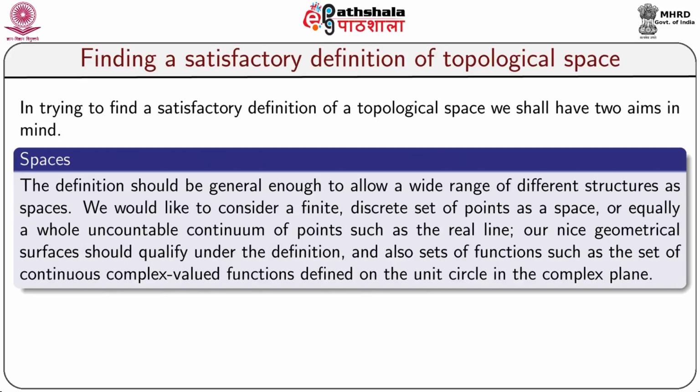So, in trying to find a satisfactory definition of continuous function on a topological space, we would like to consider a finite set, a discrete set of points, as a space, or equally the whole uncountable continuum of points such as the real line. Our nice geometrical surfaces should qualify under this definition, and also sets of functions such as the set of continuous complex valued functions defined on the unit circle in the complex plane.